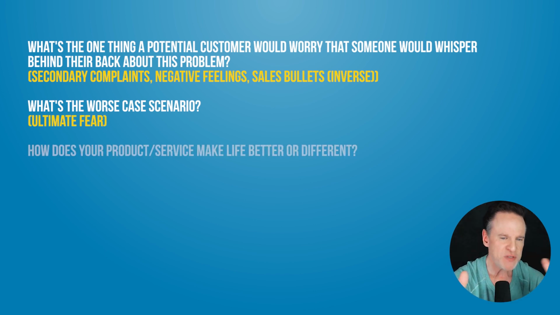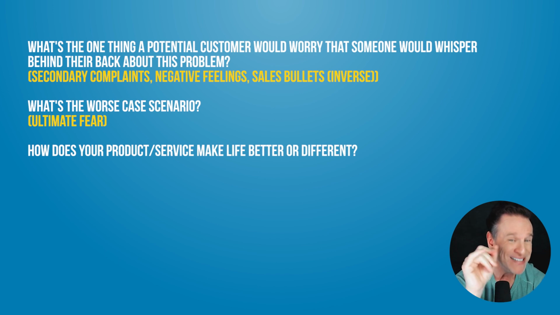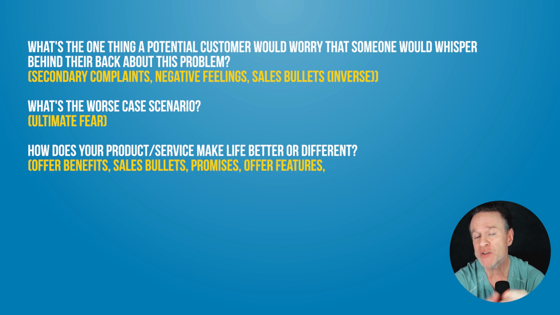Now we turn the tables and say, how does your product or service make life better for your prospect, or different? How does it change their life? Okay, so this is going to give you offer benefits, sales bullets, promises, offer features, offer details.